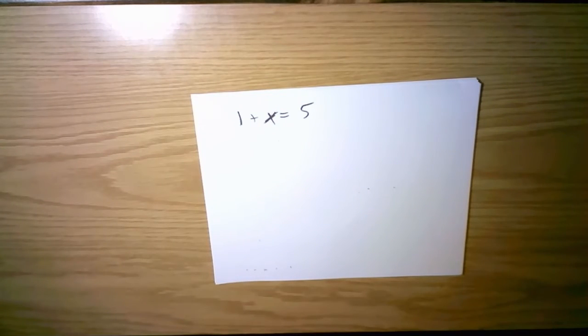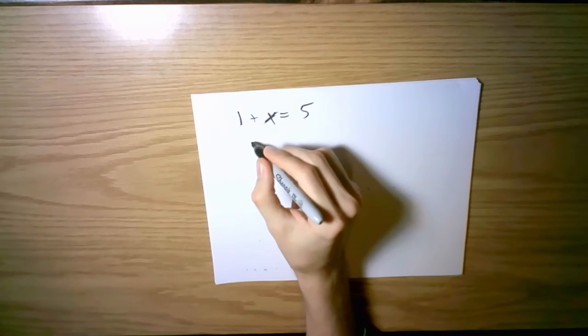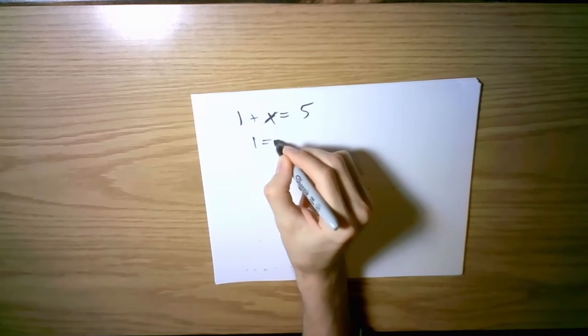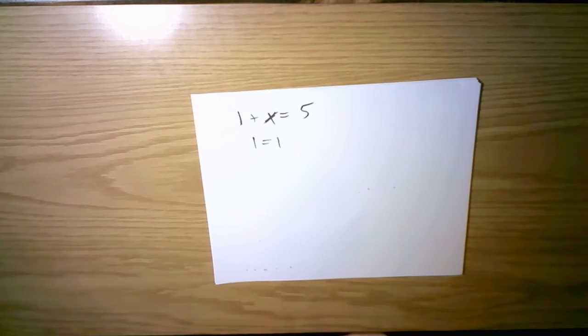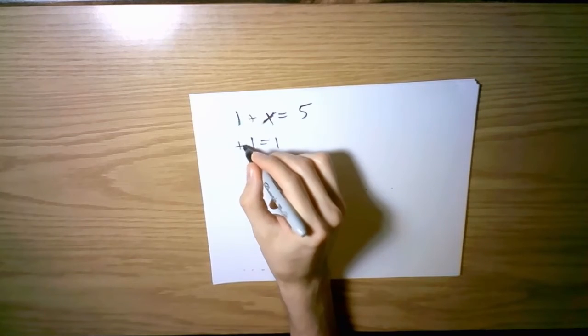So let's start with the equal sign. We got 1 equals 1. That's saying 1 is the same thing as 1. Yes, that's true. We can all see that. What if we add 2 to both sides?